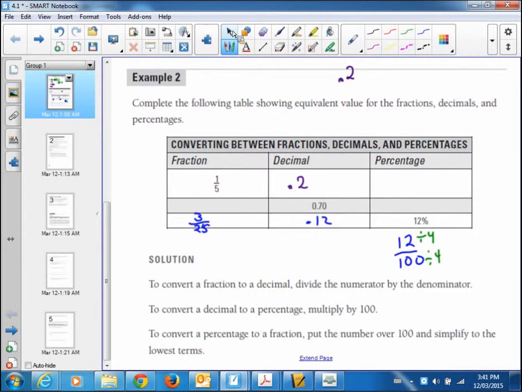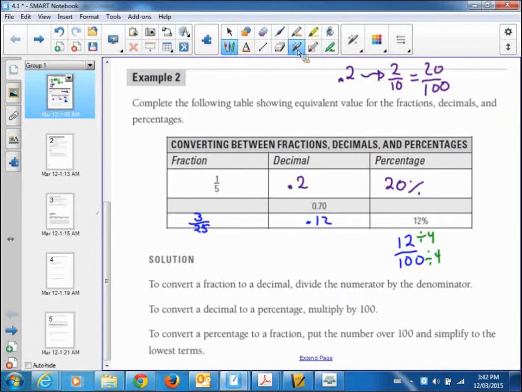Decimal 0.2 really means 2 out of 10. That's called the 10th position, right? Well, doesn't it make sense that that's really also 20 out of 100? It's going to be 20%. Essentially what it comes down to, though, is you take your decimal number and you multiply by 100.